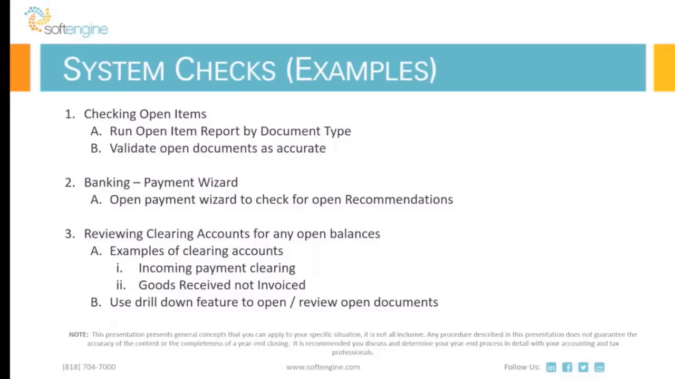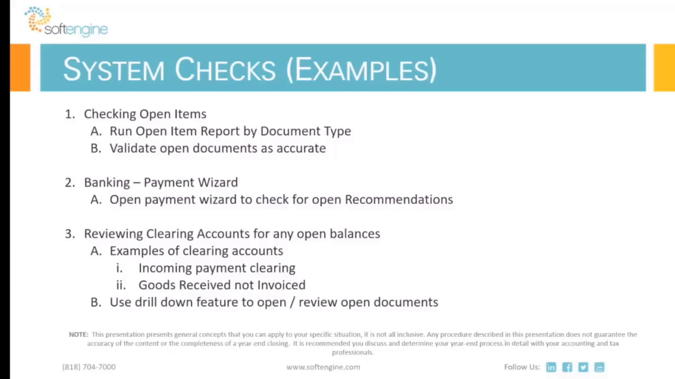For example, invoices must have credits or payments allocated to them for full reconciliation. Next, you run the payment wizard in the banking section to ensure that any previously saved payment recommendations not yet executed are revised or completed or cancelled if required. This will avoid leftover open items.